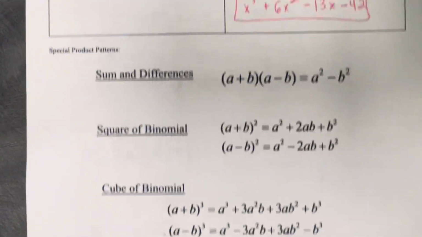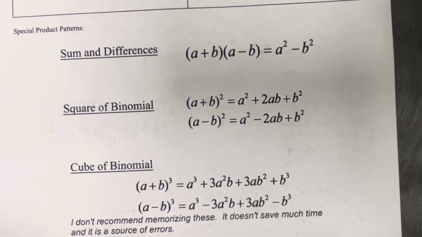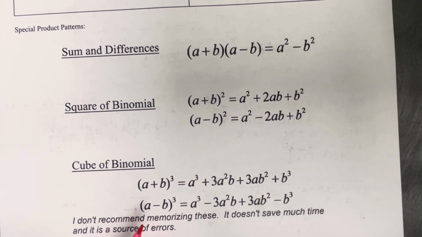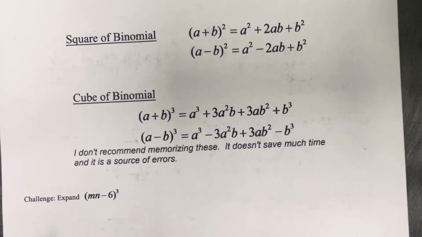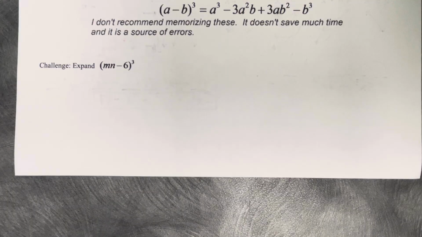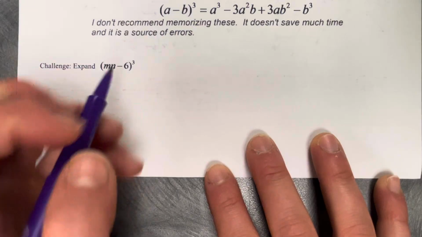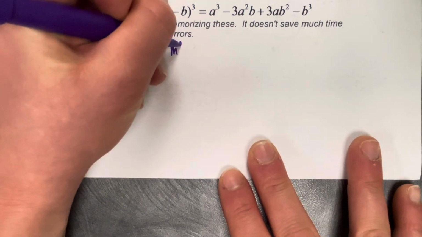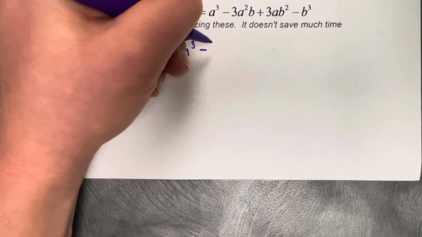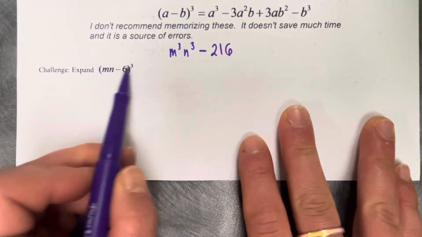Okay, last thing we have is a challenge problem. Also, there's some special product patterns here if you want to look over them. It's not a great idea to memorize them, but it is something to have in your toolbox. So mn minus 6 cubed. A lot of us want to jump to, say the answer is m cubed, n cubed, minus 6 cubed, whatever that is, 216. This is not your answer.